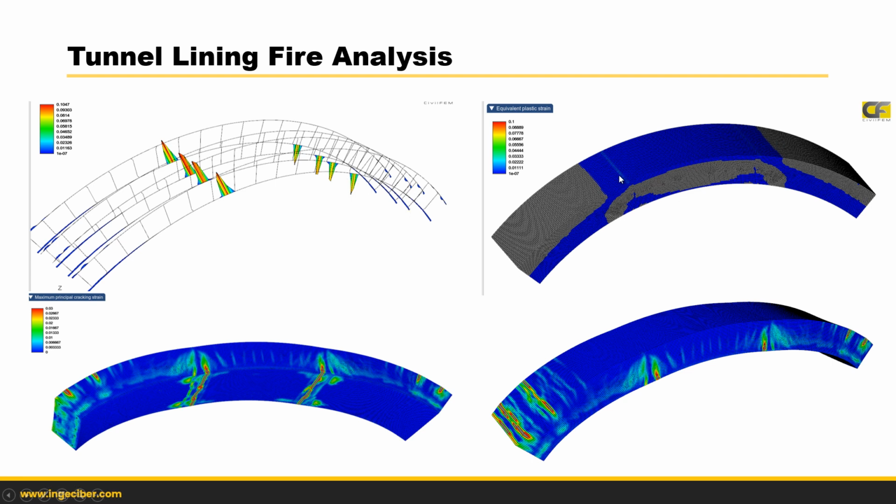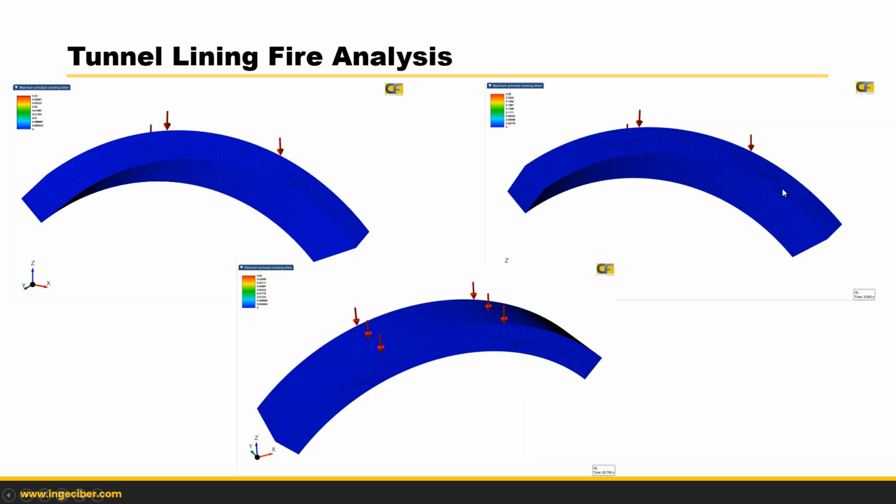In this plot, we are also plotting the compression yielding on this part due to the compression failure, the concrete compression failure. And well, in this last example, we are going to compare the three different options.